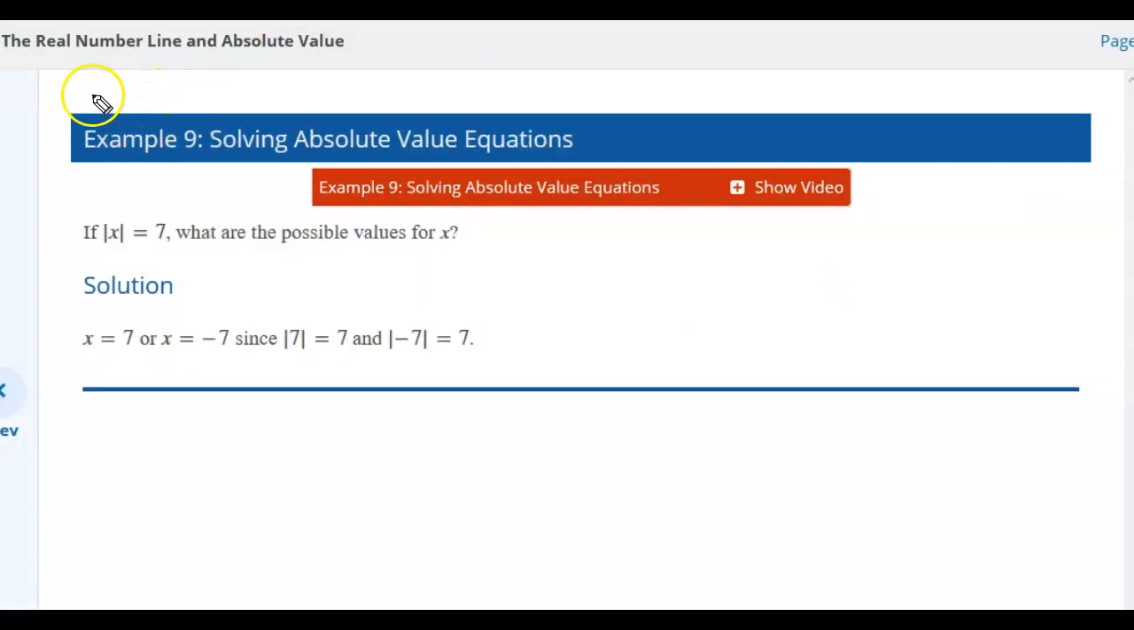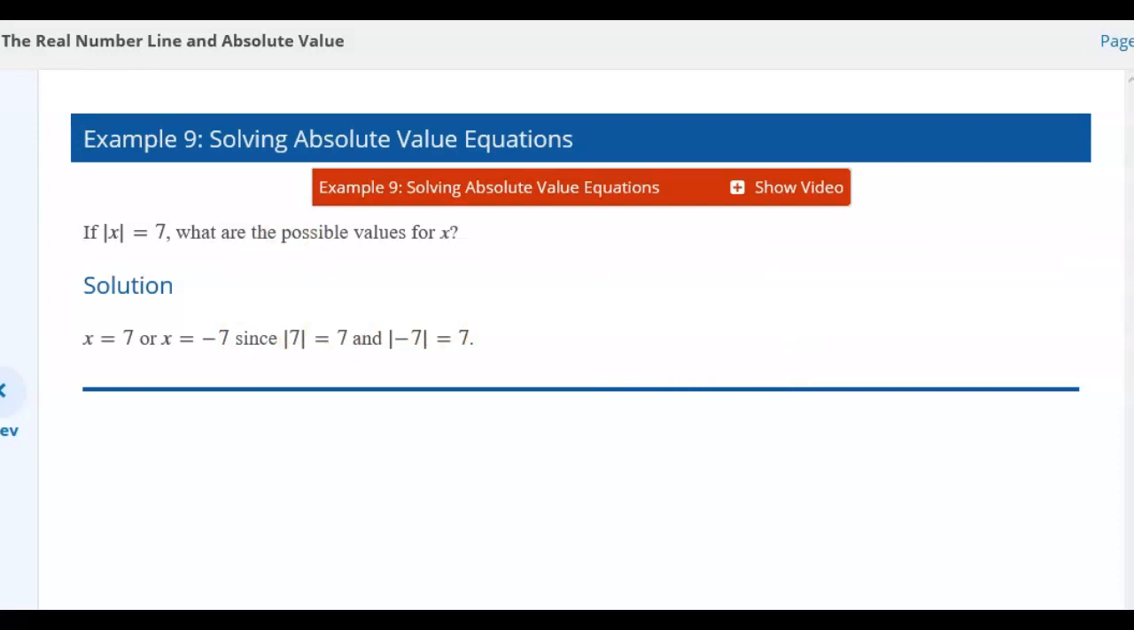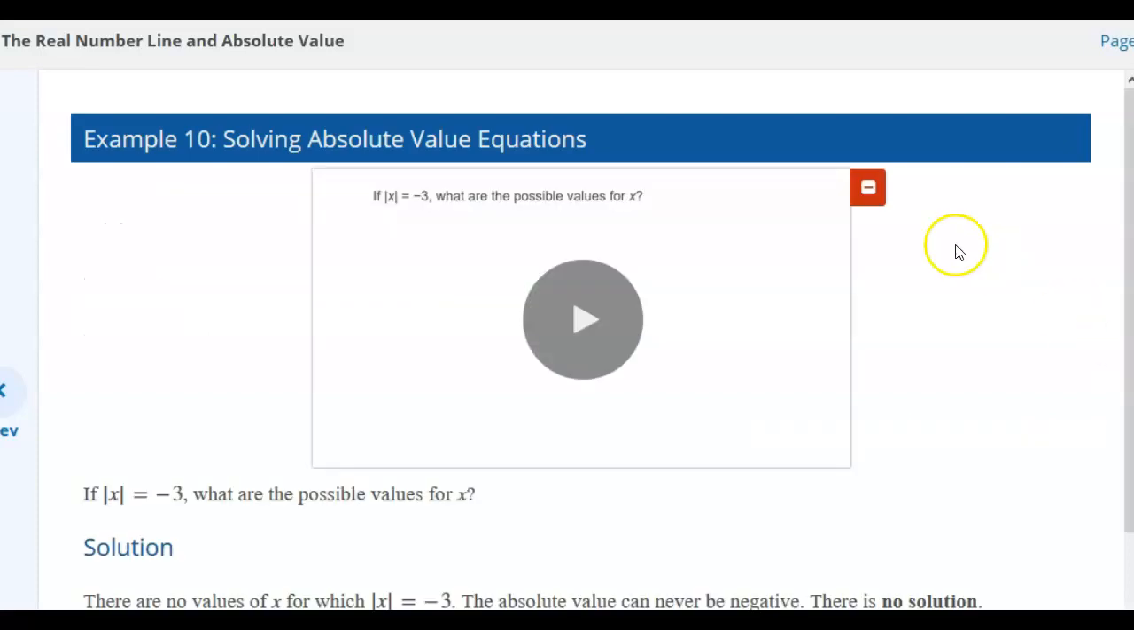Just 2 more examples to go. Example 9. It says the absolute value of x equals 7. What could x have been? Well, it could have been a negative 7 or a positive 7, keeping that in mind, and that would be that one. And let's just go on to the next one here, which is our last example.